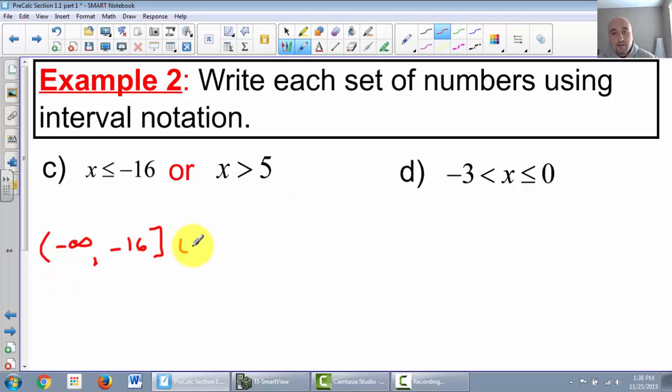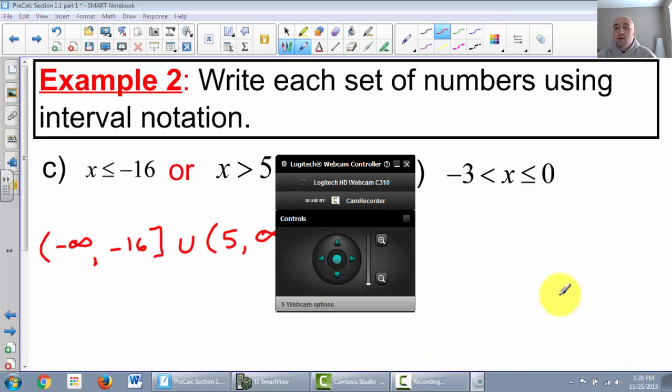Then we need to do another one. This U means that these are together. We need to put these in one. That means union. And it says x is greater than 5. So now 5 is the small number, not included because there's no equal sign. And we're going to go greater than 5 to positive infinity. So 5 comma infinity. And once again, that's open.